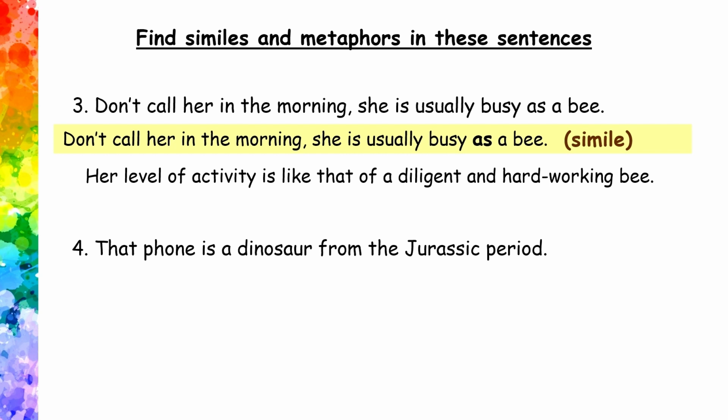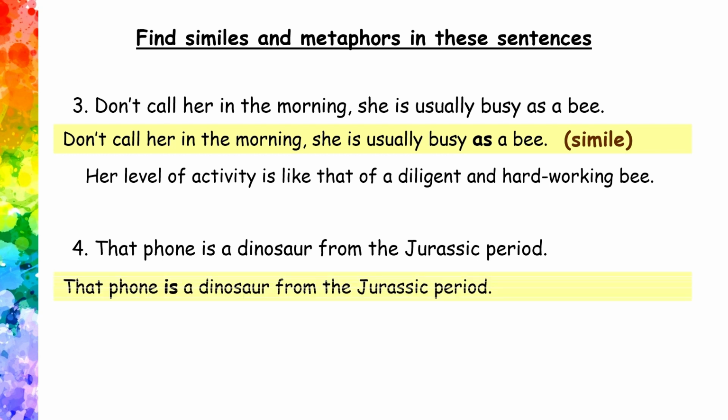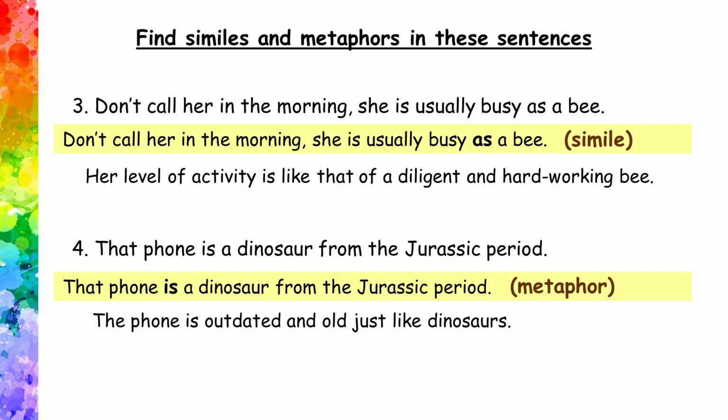The fourth sentence says, that phone is a dinosaur from the Jurassic period. So here a comparison is being made between a phone and a dinosaur by saying that the phone is a dinosaur. This is a metaphor, and it implies that the phone is so outdated and old, just like dinosaurs.